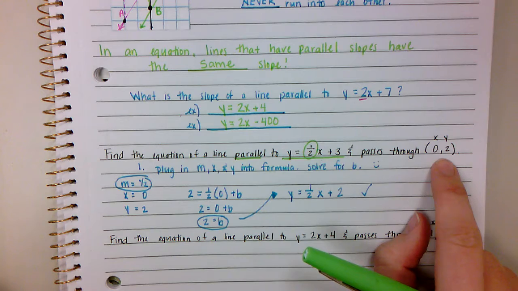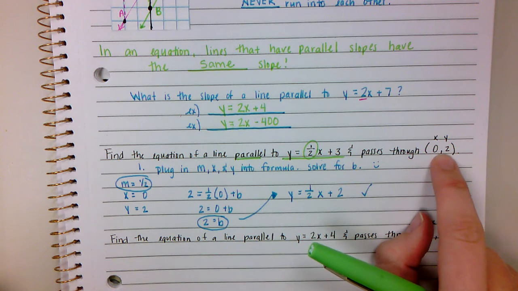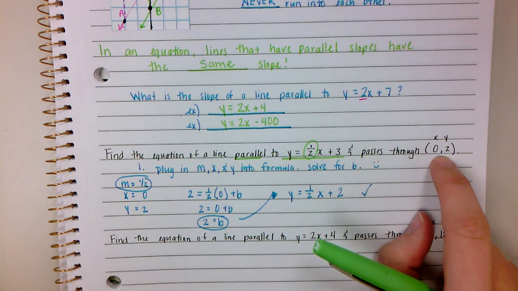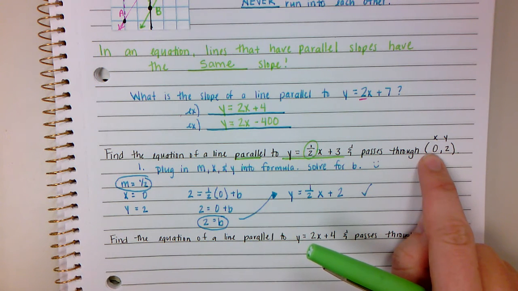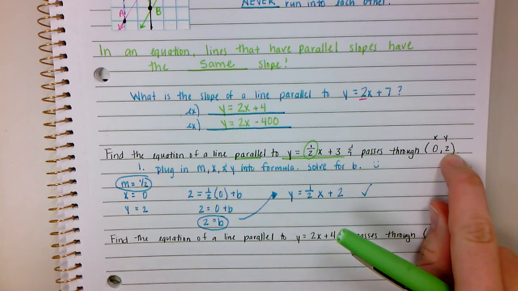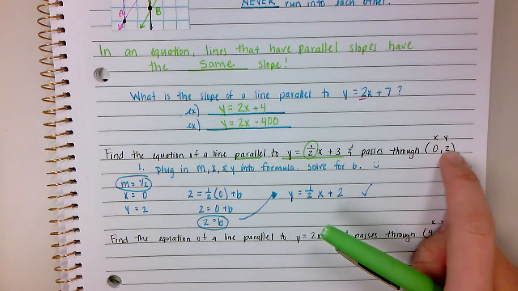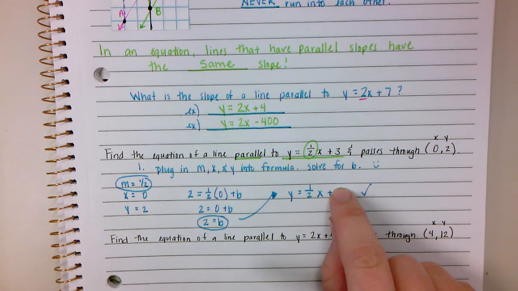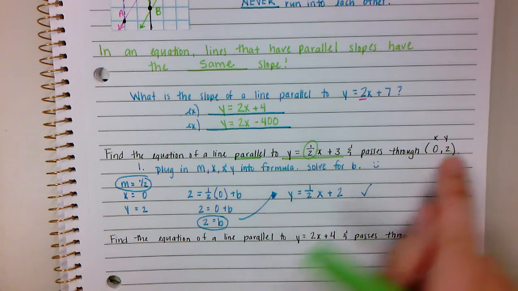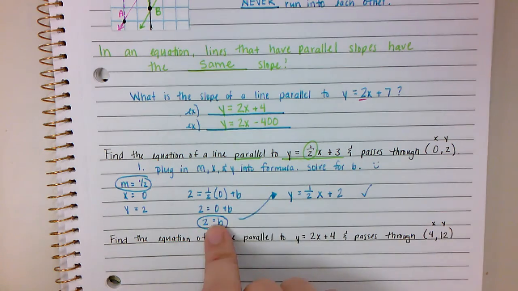Now this was a trick because 0, 2 is actually your y-intercept. Remember when we talked about tables and I said if you ever see 0 on the x side, whatever that y value is, that's your y-intercept. If you see that, you can plug that right in for your b value. But if not, and you forget that rule, you can always plug things in and solve.